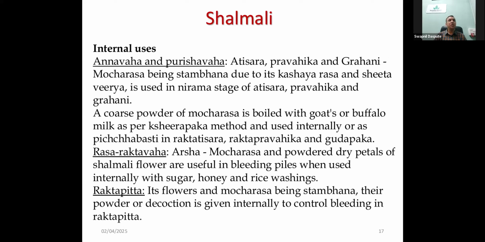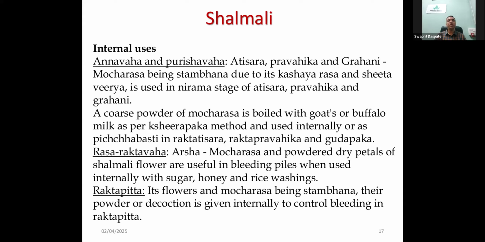Internal uses. Annavah and Purushava Srotas in Atisara, Pravahika and Grahani. Mocharasa, being Stambhana due to its Kashaya Rasa and Shitavirya, is used in Nirama stage of the three diseases which are mentioned. Nirama stage, why? Because it gives Stambhana action.